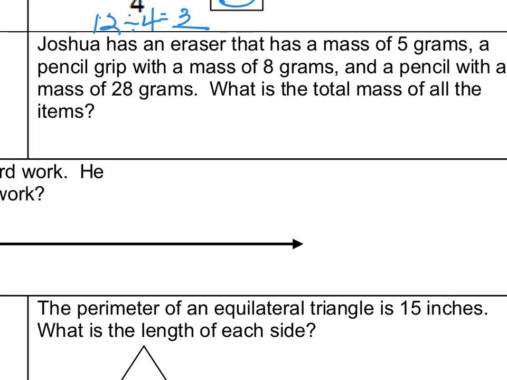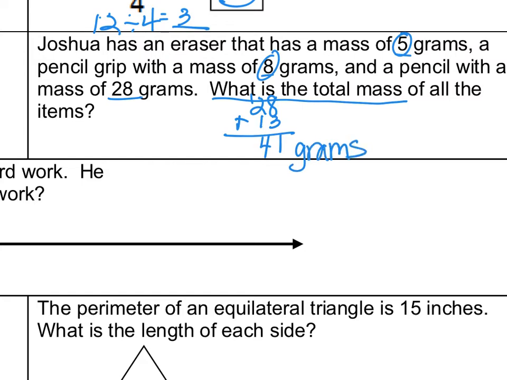All right, Joshua has an eraser that has a mass of 5 grams, a pencil grip with a mass of 5 grams, and a pencil with a mass of 28 grams. What is the total mass of all the items? So let's look at everything we're adding up here. 28, and I know 8 and 5 is 13. We're going to go ahead and put that. 8 and 3 is 11, and 2 and 1 and 1 is 4. And what is the total mass? The mass is 41, and the unit was grams, 41 grams.